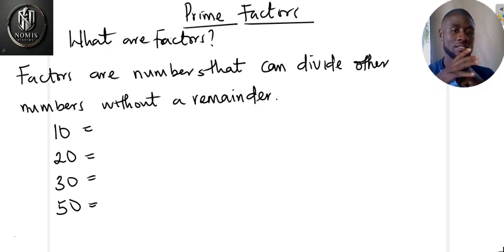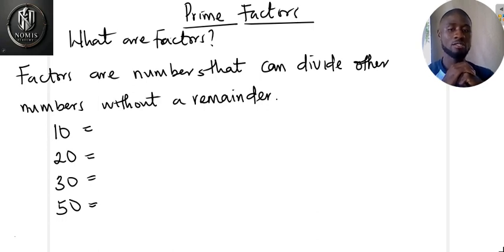Factors are numbers that can divide other numbers without a remainder. For instance, if you say 5 divided by 2, you will have 2 remainder 1. Definitely 2, which divides 5, is not a factor of 5.